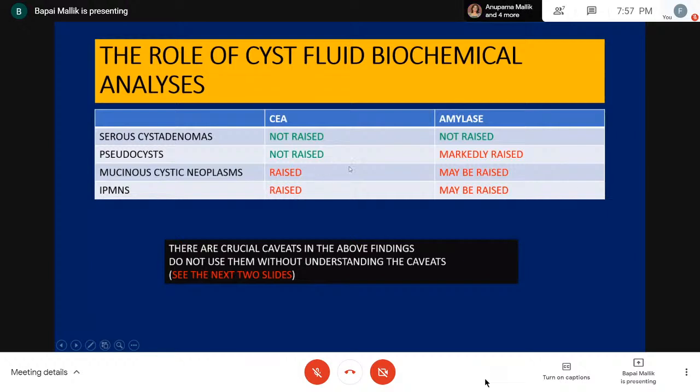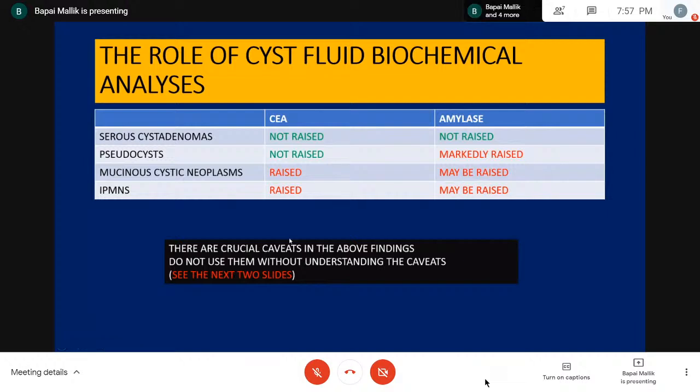but remember that the levels of amylase may be raised in IPMNs as well as mucinous cystic neoplasms. They're believed to be more commonly raised in IPMNs than in mucinous cystic neoplasms, but there is considerable overlap so that you cannot use this to differentiate between mucinous cystic neoplasms and IPMNs. So this is a rule, but there are crucial caveats in the above findings.